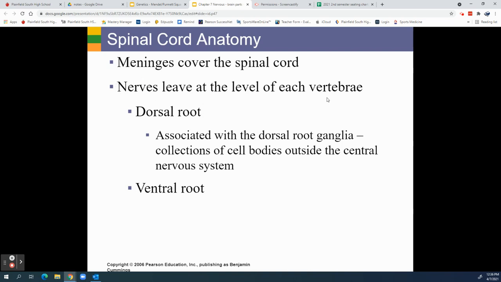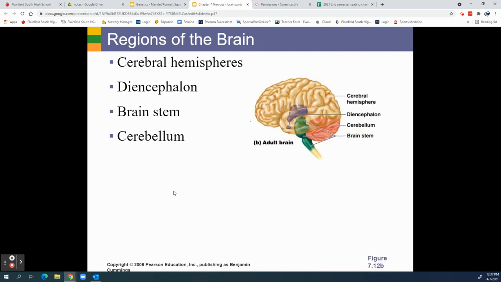Nerves in the spinal cord leave at each vertebra, so there's a little facet joint or section inside of each one of the vertebrae that the nerve is going to leave through. Again, there's a dorsal and ventral. The dorsal root is associated with the collection of nerves that are outside the central nervous system. A big thing here is to notice that the dorsal root is going to the back, and the ventral root is going to the front, or anterior.